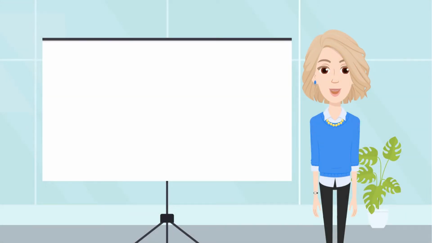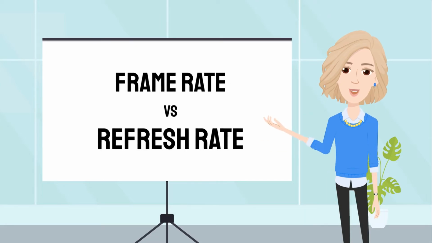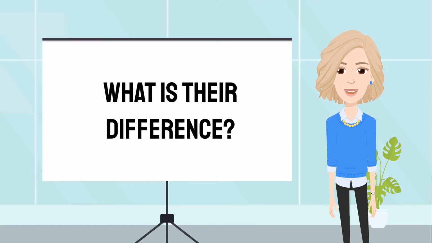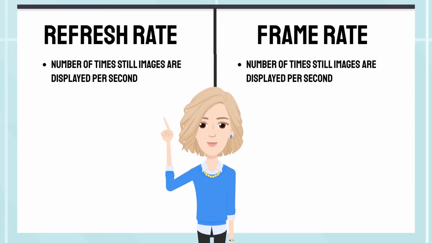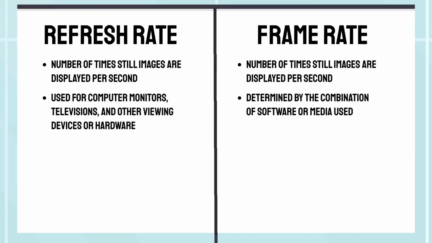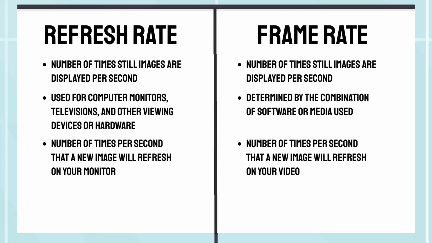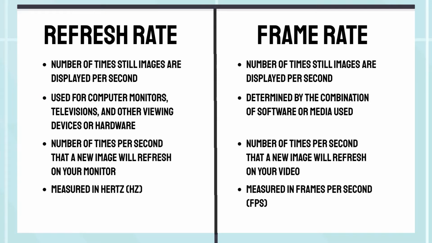So now, speaking of rate, what is the difference between frame rate and refresh rate? Is frame rate similar to refresh rate? In terms of analogy, both refresh rate and frame rate refer to the number of times still images are displayed per second. But the refresh rate and frame rate are not really the same. Refresh rate is a technical term used for computer monitors, televisions, and other viewing devices, or hardware. It's the number of times per second that a new image will refresh on your monitor and is measured in hertz. While the frame rate does not determine the monitor itself. Instead, it is determined by the combination of software or media used.